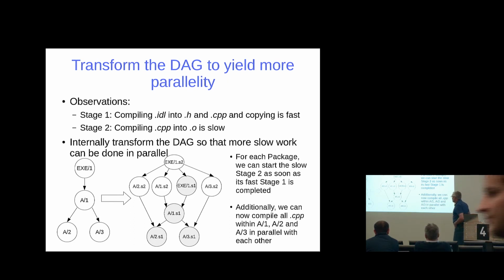So if you look here, that one, stage 2 there, can be completed as soon as that one is completed. In addition, we can now compile all the C++ files in A1, A2, and A3 in parallel. Because you can see up on this level here, we got all the S2, stage 2 is here. So there are so many more files that can be built in parallel.